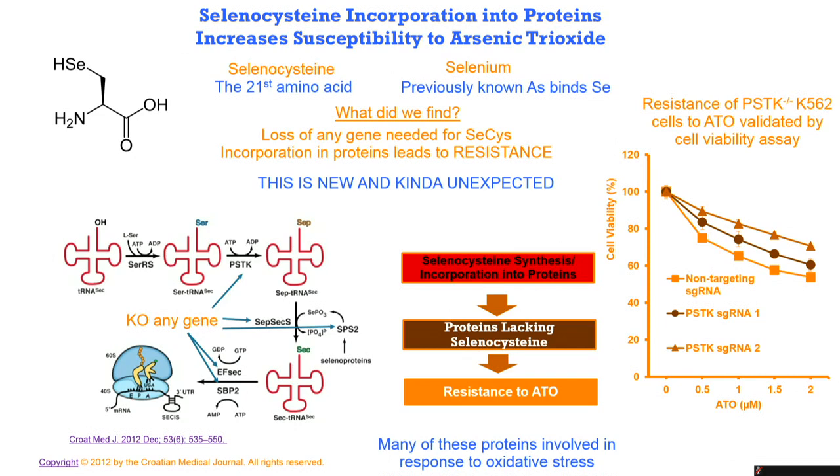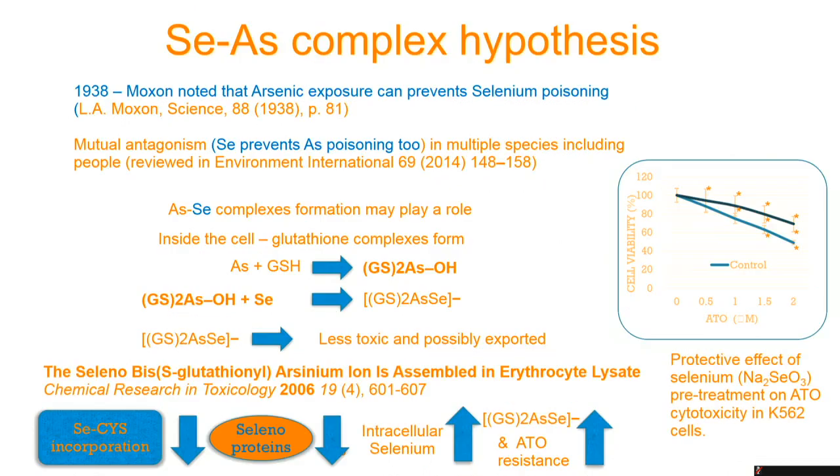And I think what's important to point out is it's not just one gene. If you knock out any of the genes that are involved in the selenocysteine pathway, it increases the resistance to arsenic, which really suggested to us this was probably not an artifact, and that it really is something involved in selenocysteine metabolism. So what's our current hypothesis?